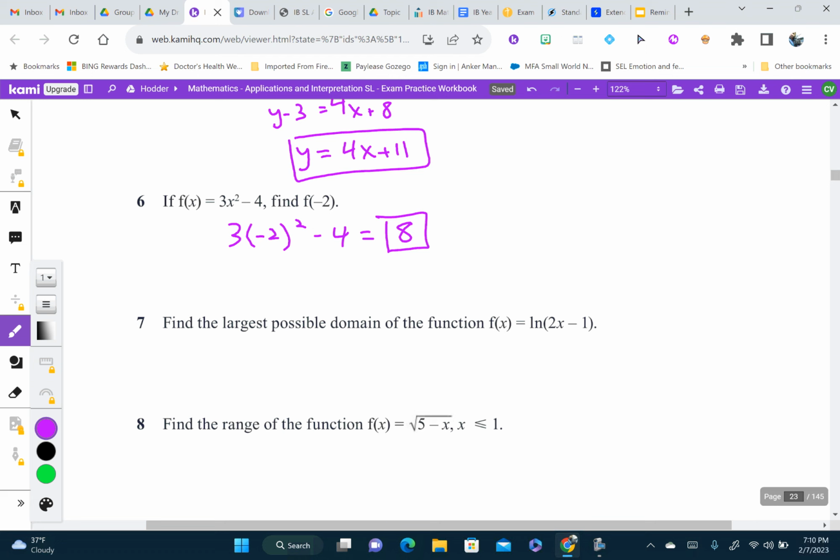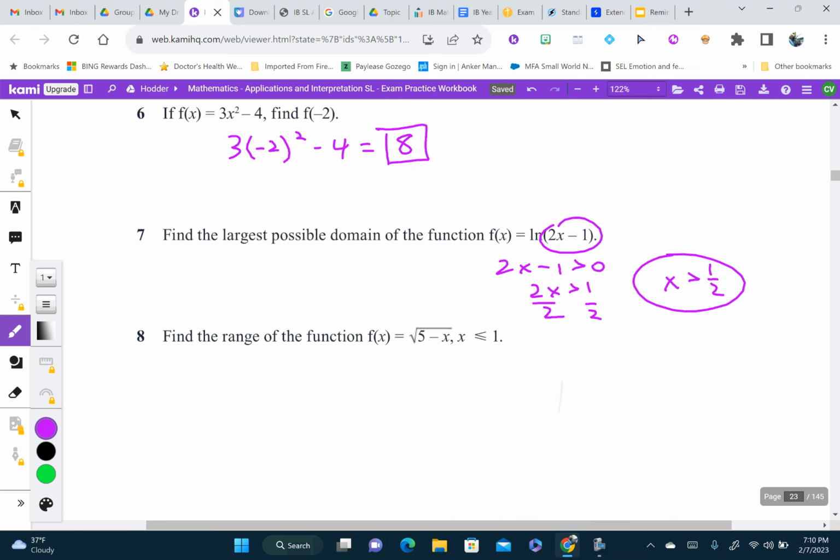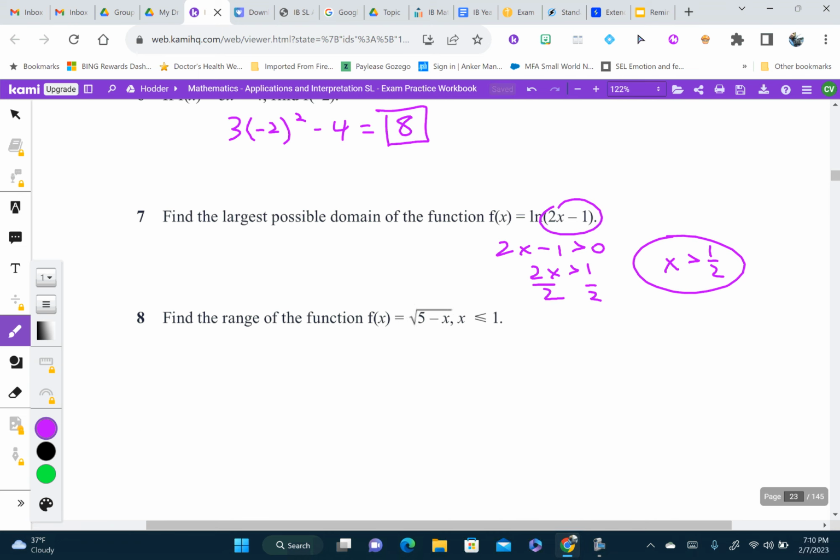Largest possible domain of this function, right? Anytime you have an ln, this number right here can never be negative, and it can never be 0. So you just go 2x minus 1 is greater than 0. Add 1 to both sides, so you get 2x is greater than 1. Divide both sides by 2, and you get x is greater than 1/2 is going to be the domain. So this is the largest possible domain. It doesn't ask us for the largest possible value.